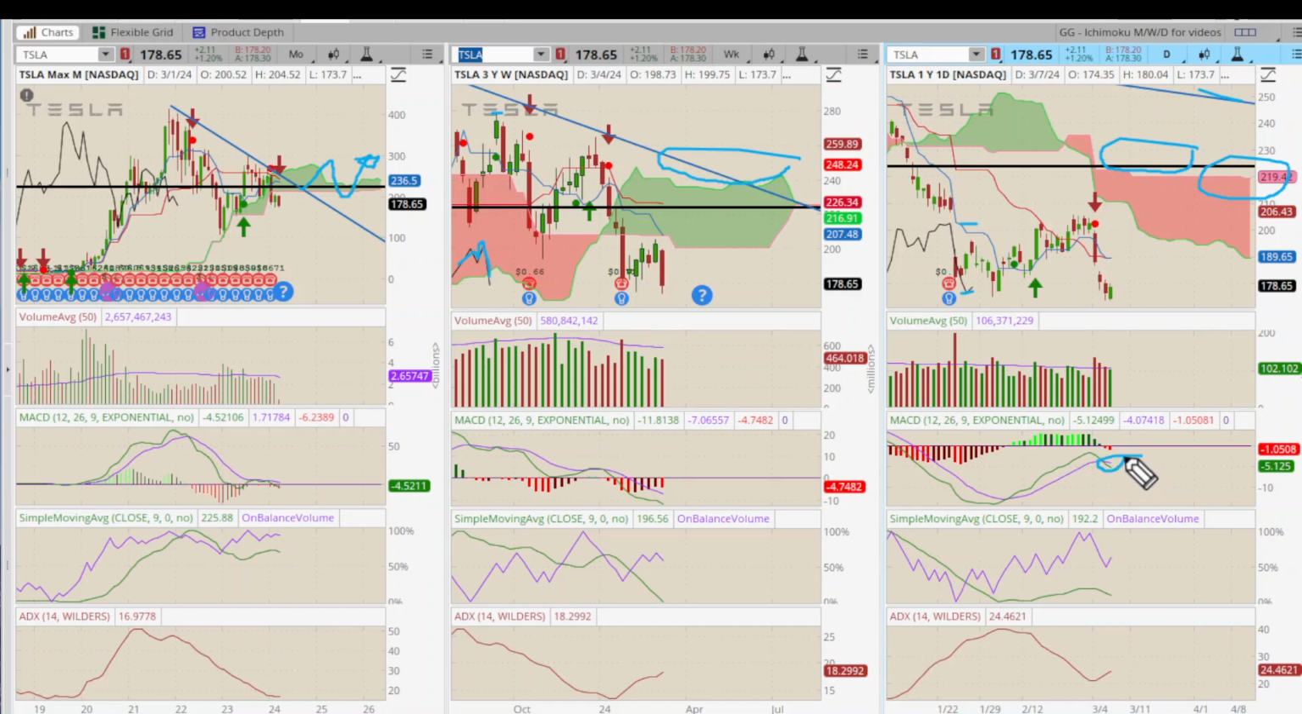You've got MACD way below zero. So that's what I'm looking for. I'm looking for a Chikou line break, I'm looking for a trend line break, and I'm looking for price above the cloud.